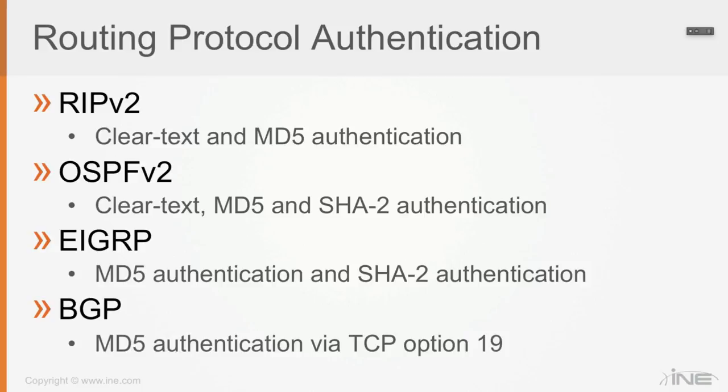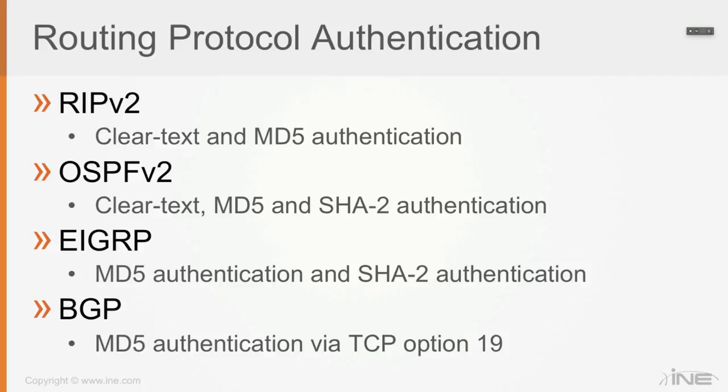And BGP supports only MD5 authentication, but via TCP option 19, because BGP doesn't run on top of IP, it runs on top of TCP. The IGPs, OSPF and EIGRP, run on top of IP directly. They have their own protocol numbers, so they make use of their own built-in authentication methods, while BGP, because it runs on top of TCP, makes use of TCP option 19 for that purpose.